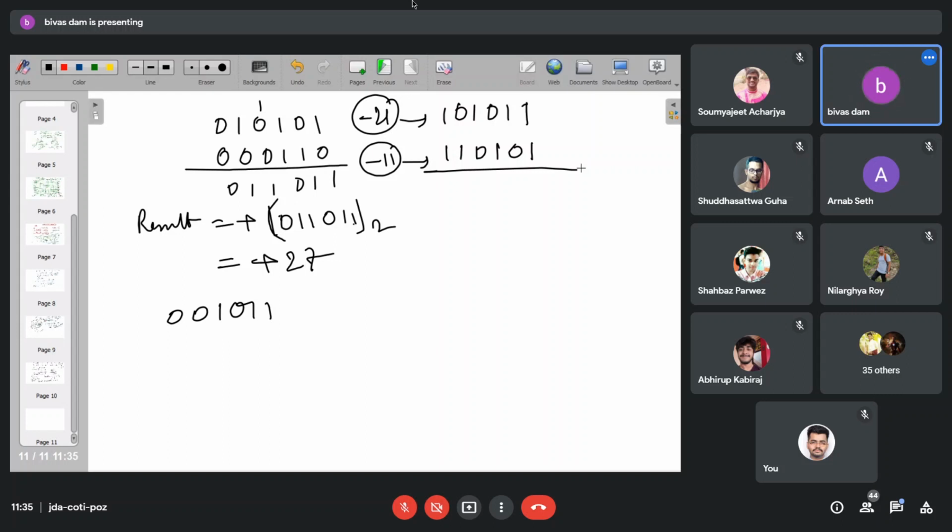Hope I have done it correctly. Please verify. Are they okay? Yes, sir. Fine. There is one end around carry. What do I have to do with this end around carry? Ignore. So what is the result?